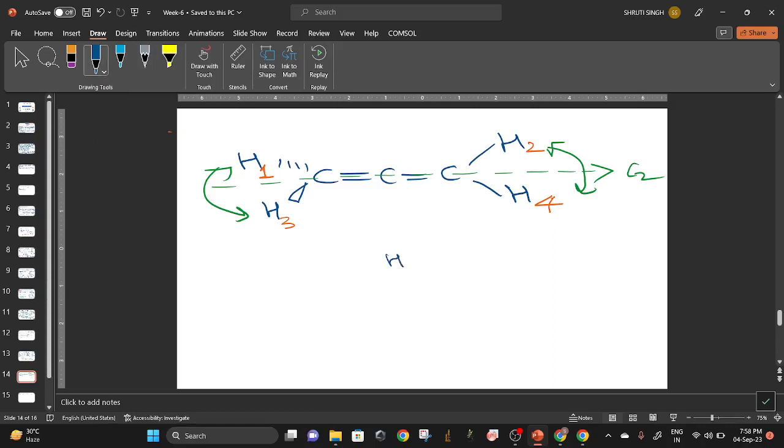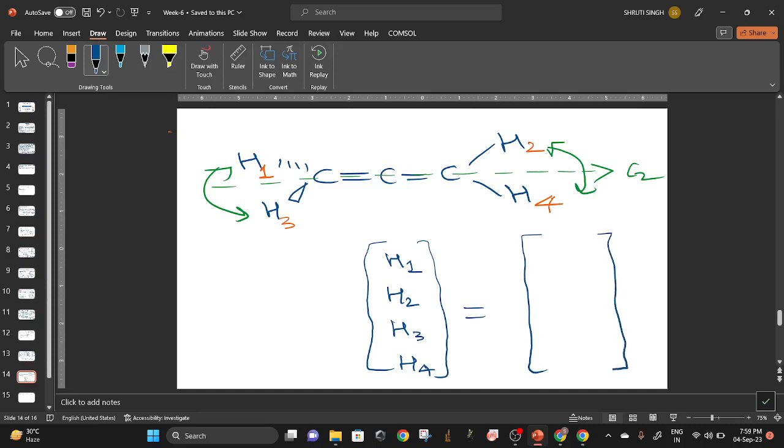So if I write here H1, H2, H3, H4, this is my original basis. This is my transformed basis. H1 is becoming H3, 2 will become 4, 3 will become 1, and 4 will become 2. So you see this is different than the earlier one. Why did the change happen? Because we changed the numbers. Because the transformed basis has changed, the transformation matrix has to change, right?